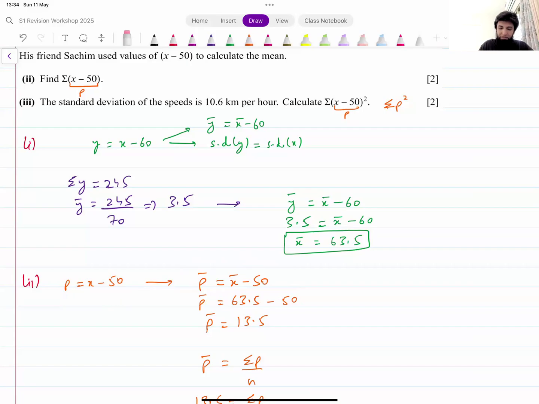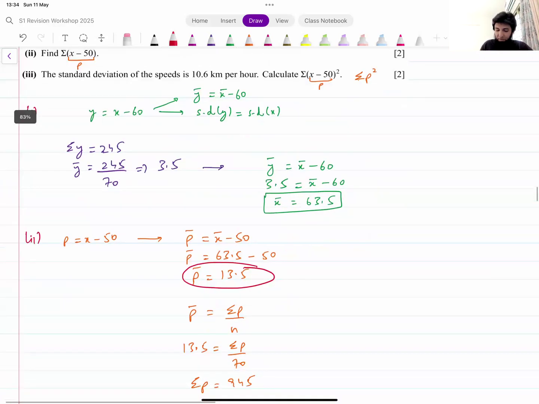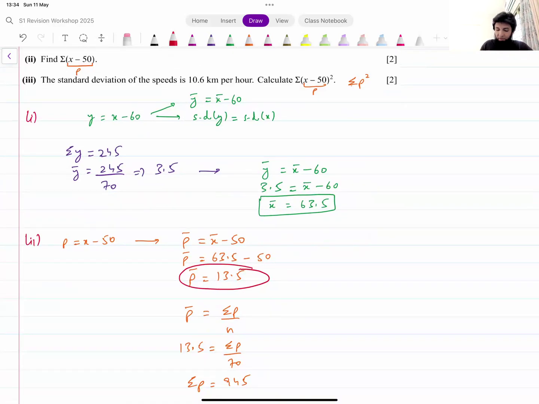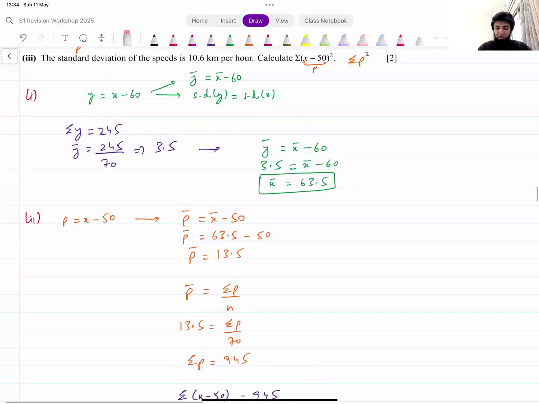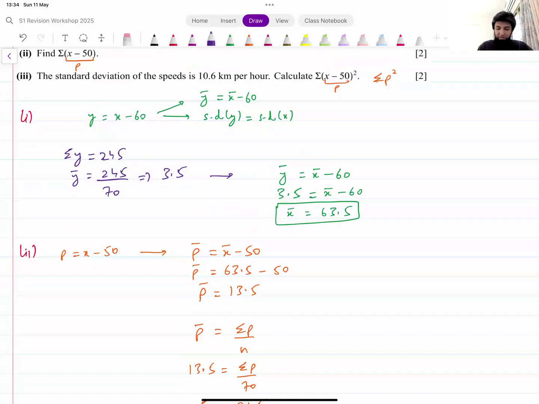So what we can do is we know the value for x bar already from the first part. We can find p bar from that. P bar turns out to be 13.5. If p bar is this, use the formula for mean here. Sigma p over n should equal 13.5. And we find sigma p from that. That's what you were looking for. Sigma p was sigma (x - 50). So sigma (x - 50) is 945, right? So using a substitution, it becomes fairly straightforward. Standard deviation of the speed is 10.6 kilometers per hour. Calculate sigma (x - 50) whole squared. Now, how do you think about this?